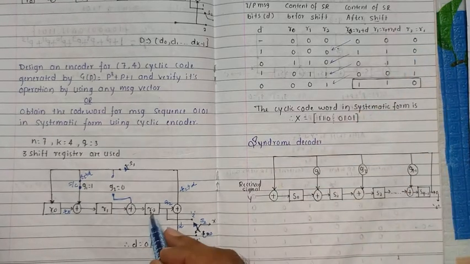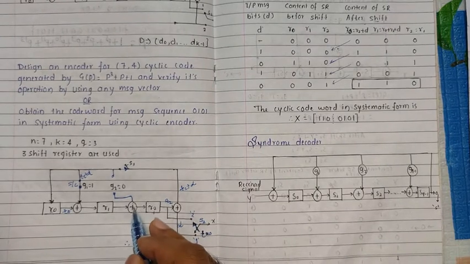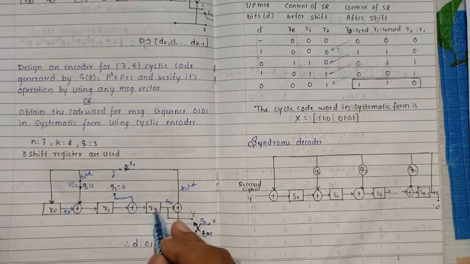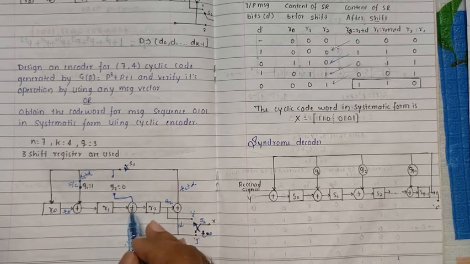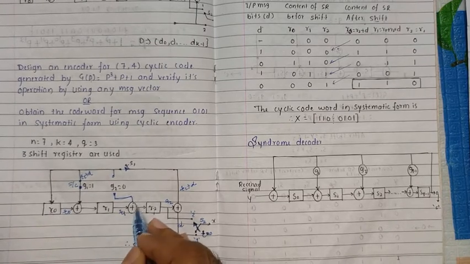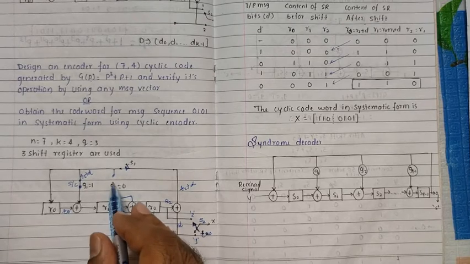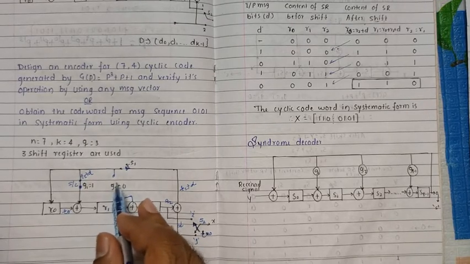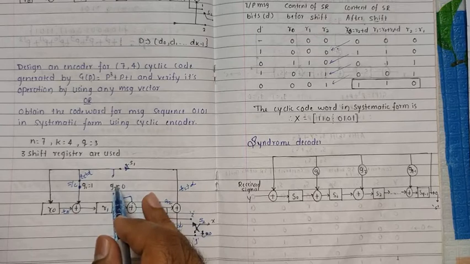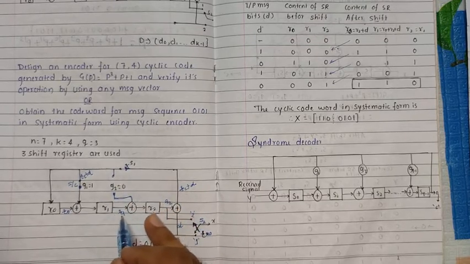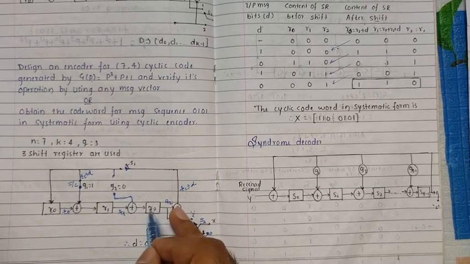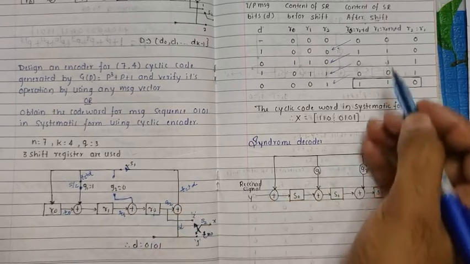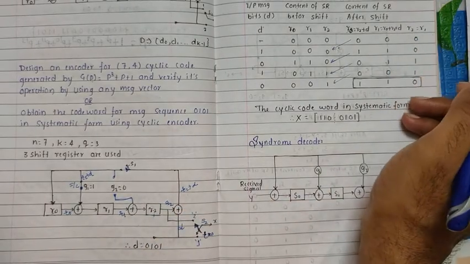And what will be coming in R2? Once again, whatever the output of this XOR gate is, it will be coming in R2. The first input of this XOR gate is R1, and the second input is here. Since this is open circuited, nothing will be coming from the feedback path. So the only content coming into this XOR gate is R1. R1 is coming here in R2. That's why I have written the value of R2 as R1.